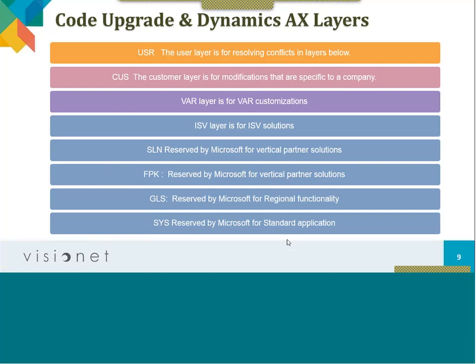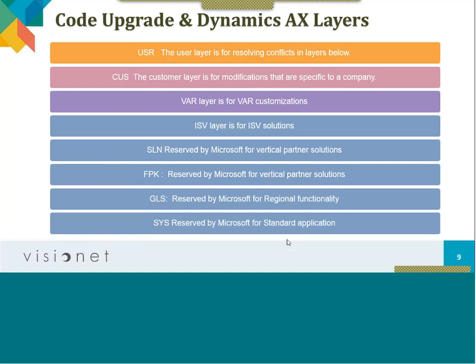In case of any vertical solutions, you will need to work with your partner to upgrade that solution. In case, let's say, for shop floor control or process manufacturing, a lot of different vertical solutions are out there in the earlier versions, which probably will not be needed in the new version. They may not be needed.